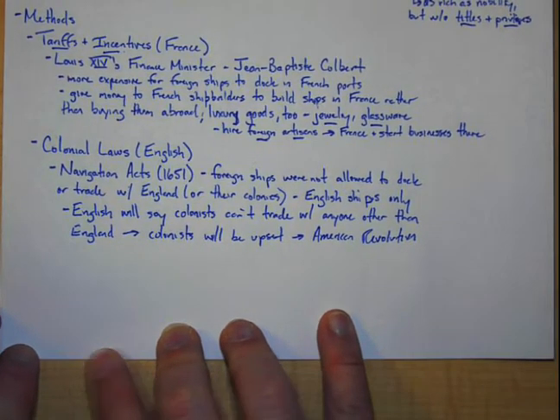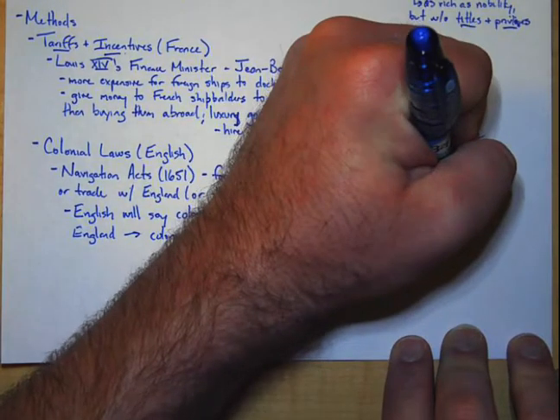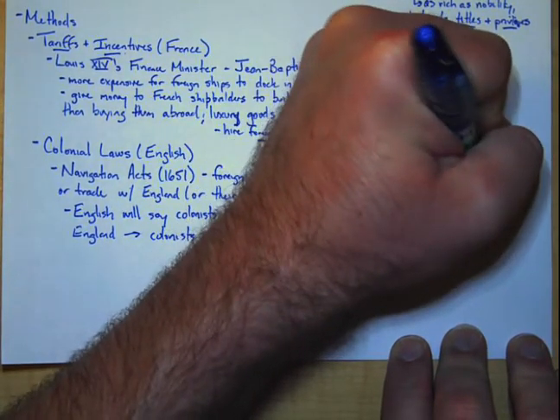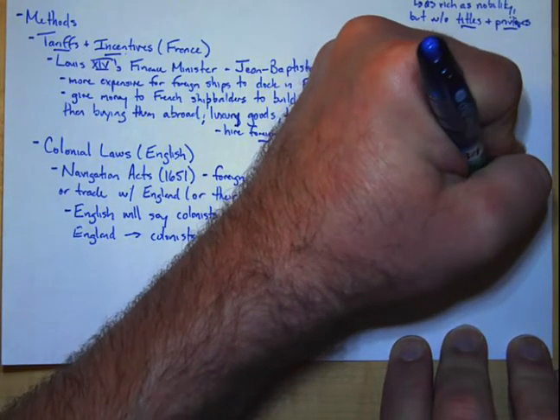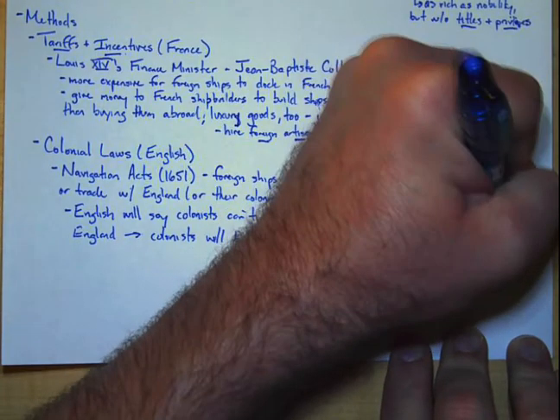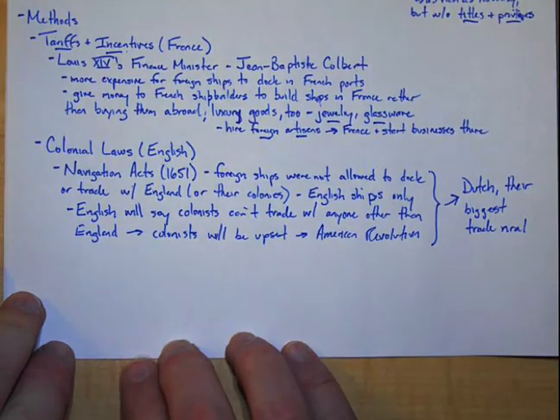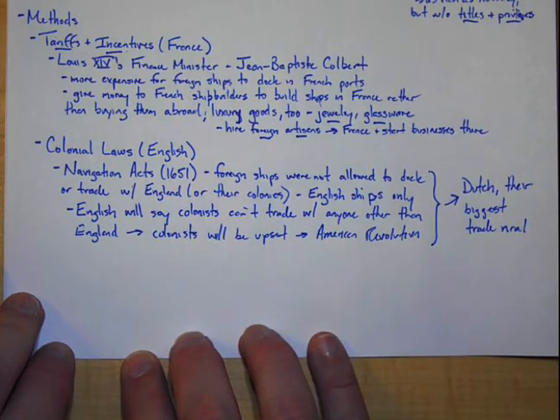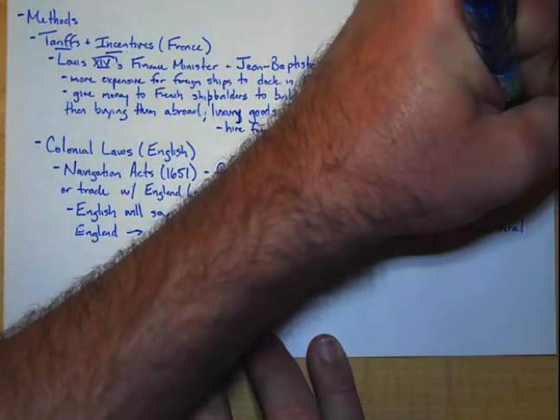It should also be noted that a lot of these policies that the English are doing are aimed at the Dutch, their biggest trade rival. So the Dutch were trying to trade with the English colonies, but the Navigation Acts were meant to cut the Dutch out of this trade. So most of this stuff was directed at the Dutch.